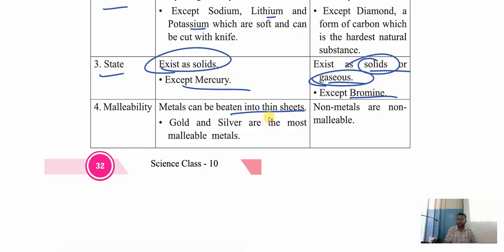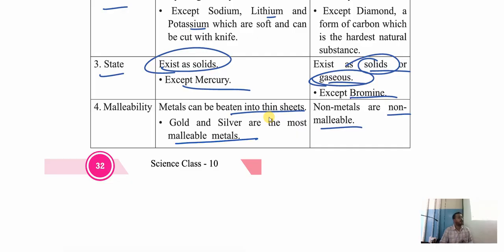And non-metals, you know very well, are non-malleable. It means it is just the opposite: we cannot form them into thin sheets. That is non-metals. Clear? Metals can be beaten into thin sheets. Gold and silver are the most malleable metals.